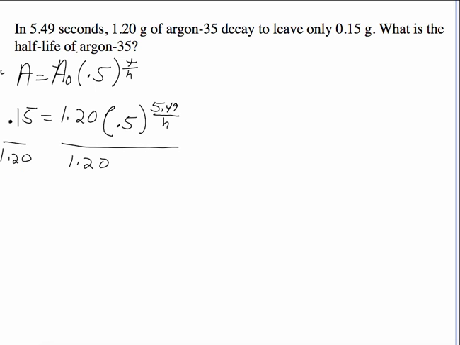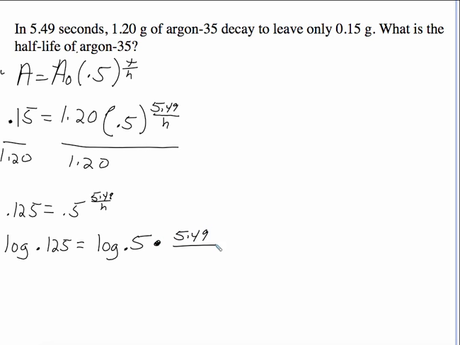If you do that, you would get 0.125 over here. So this would be 0.125, and that's going to be equal to 0.5 to the power of 5.49 over h. Okay, we need to bring this out of the power and bring it to the same level, so we're going to log both sides. Log 0.125 is going to equal the log of 0.5 multiplied times 5.49 over h. Now this 5.49, since we log both sides, is out of the exponent.